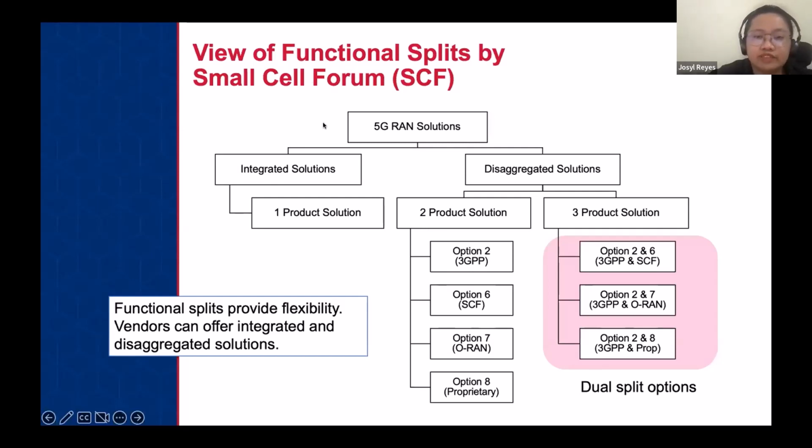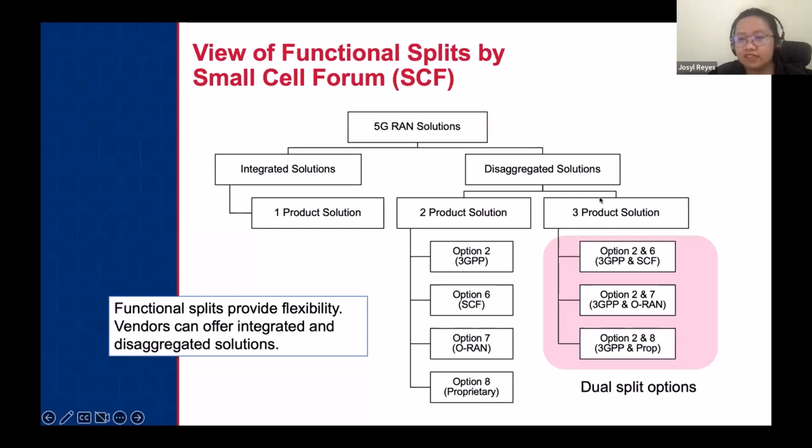They offer different RAN solutions, whether integrated or as a single product solution. The product solution would have the RU, DU, and the CU integrated in one block. Or we have a disaggregated solution. The product solution can be based on a single split, whether it's just an option 2 split, option 6, option 7, or option 8. But option 8 is proprietary because the CPRI fronthaul interface is proprietary.